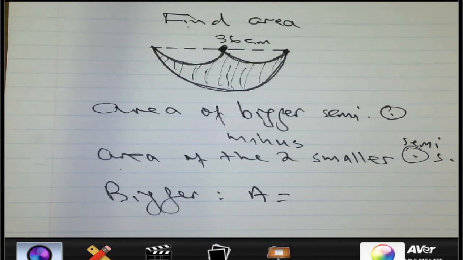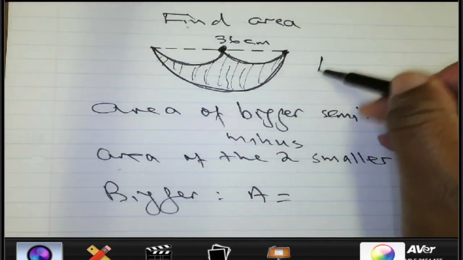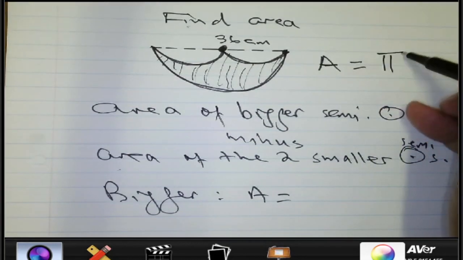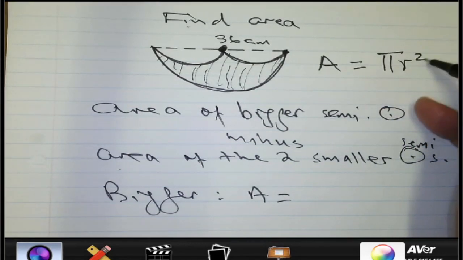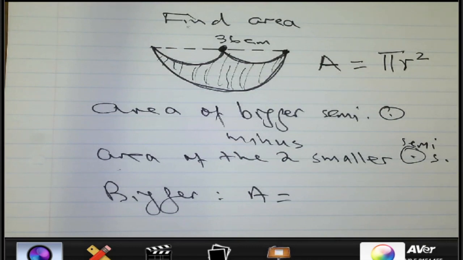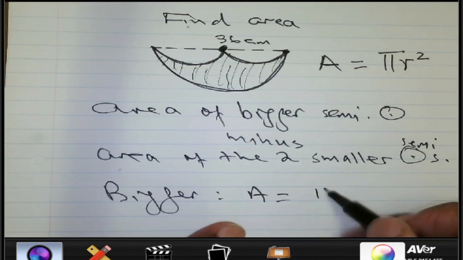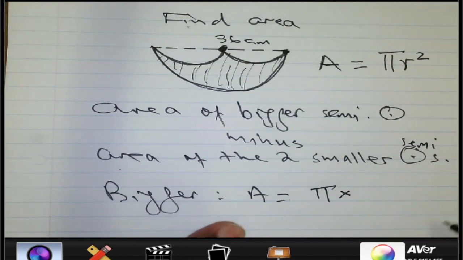Right, what is the formula for finding the area of a circle, first of all? Pi multiplied by radius squared, right? So if it's a semicircle, we need to halve that, right? So the bigger semicircle has an area of pi multiplied by the radius squared.